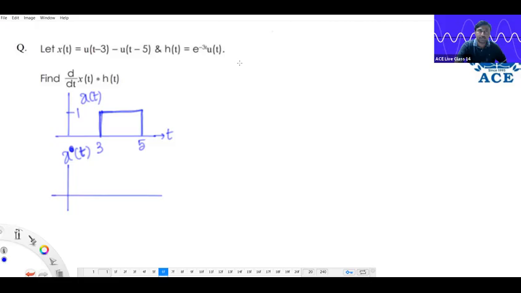Differentiate and get the result. When we differentiate this function at t equals 3, there is a positive impulse, because it is a positive jump. At t equals 5, there is a drop in the level from 1 to 0, so a negative impulse.